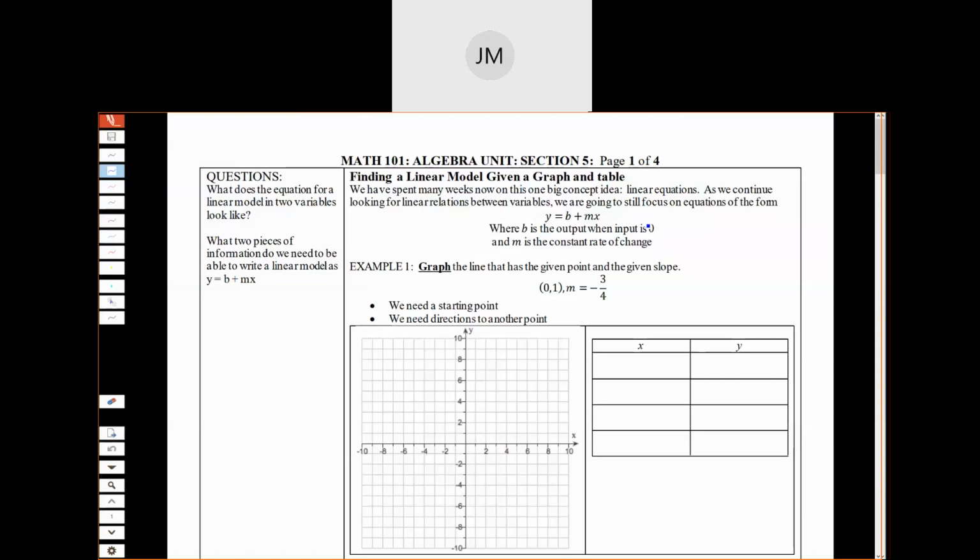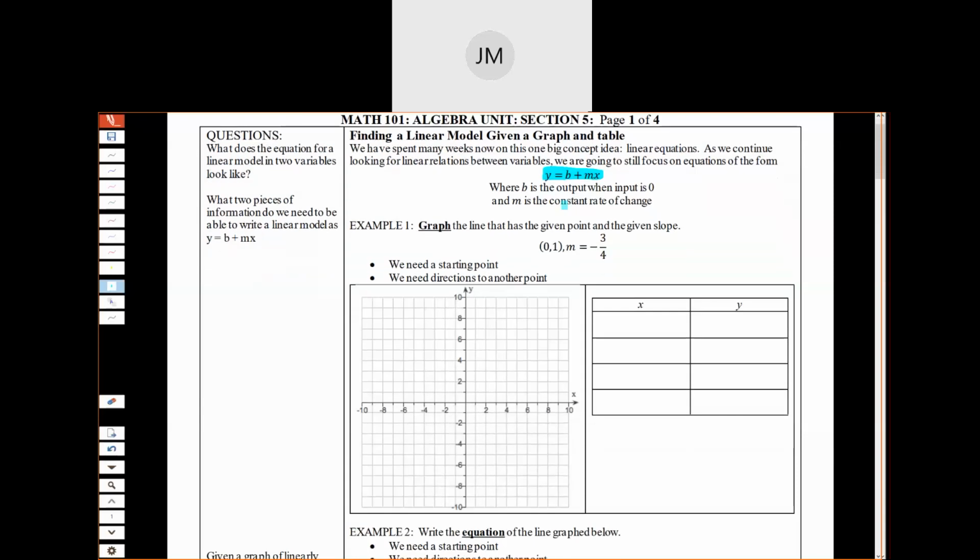Okay. So when we look at our linear equation, y equals b plus mx, or sometimes we write it as mx plus b, same idea. b is our intercept. That's the output when the input is 0. And m is that constant rate of change. So we want to keep those ideas in mind when we're doing modeling to figure out a connection between the numbers and the words. All right.